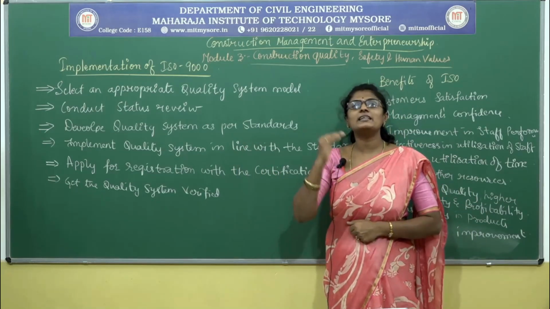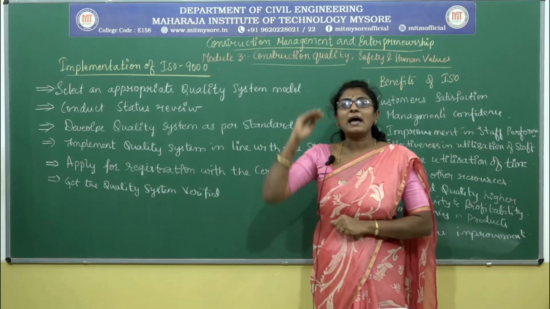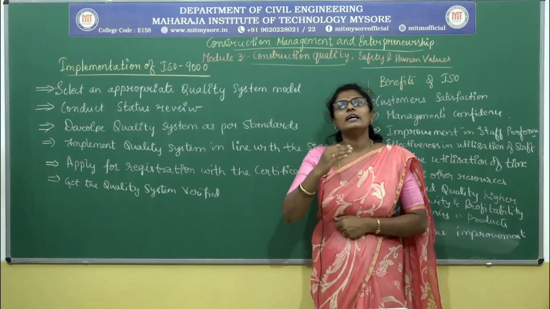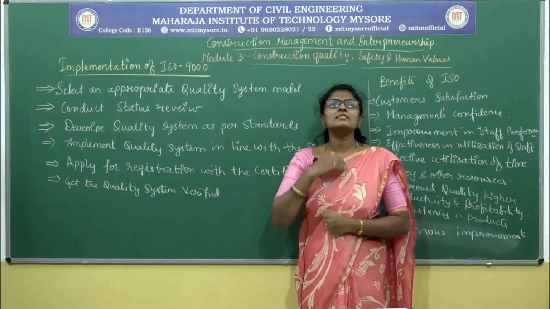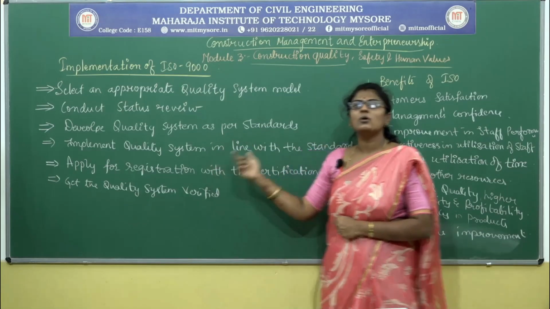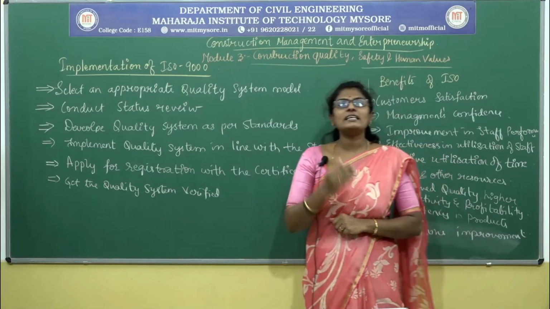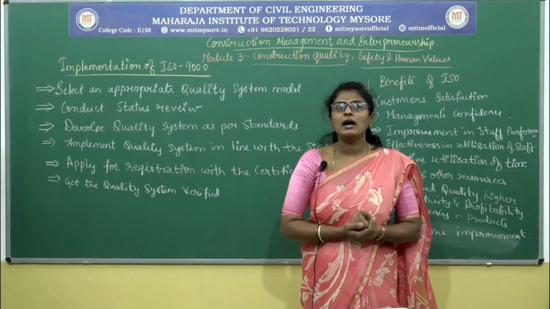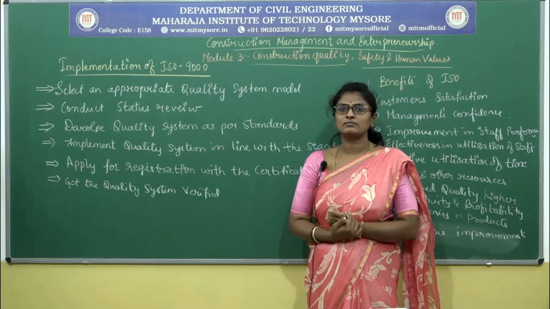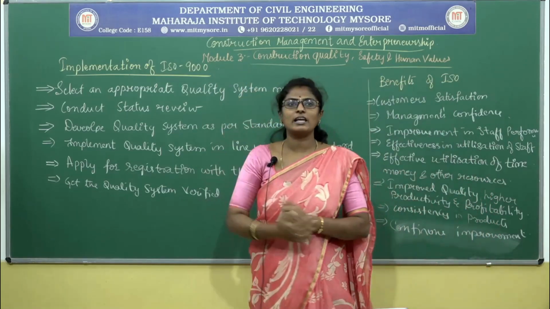That means when it seems that the selected quality system model is matching the status of the standards available, and after it is successfully implemented, then it is time to apply for certification, that is for registration with the certification body. After this, the quality system will be verified and finally certified by the recognized certification body. These are the necessary steps to be followed for the implementation of ISO.